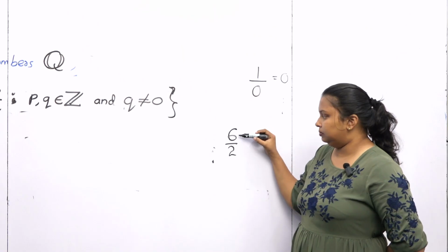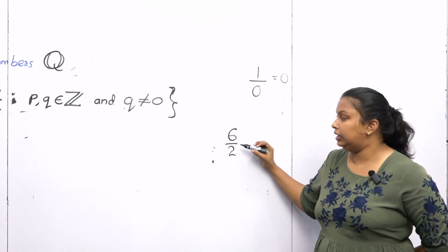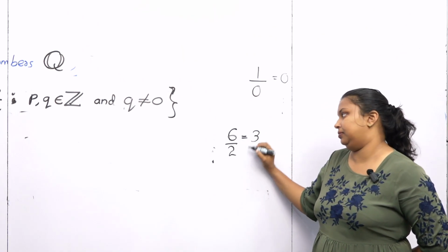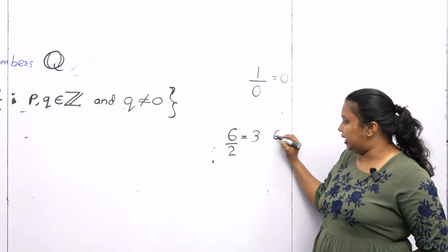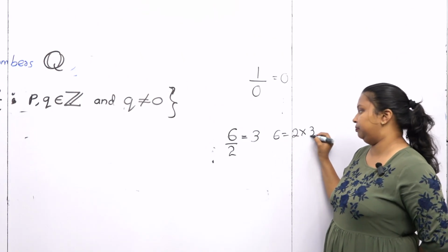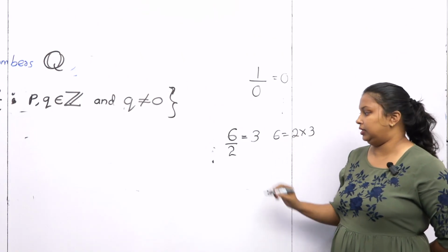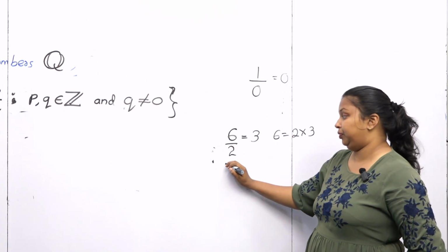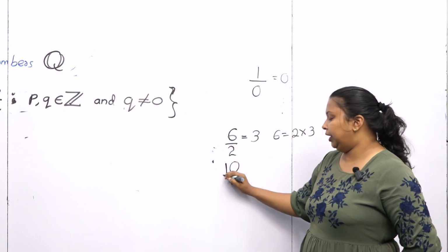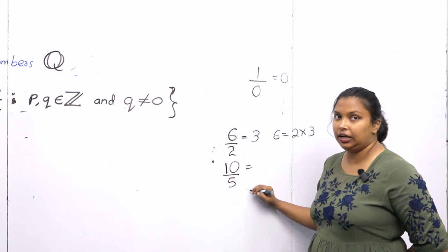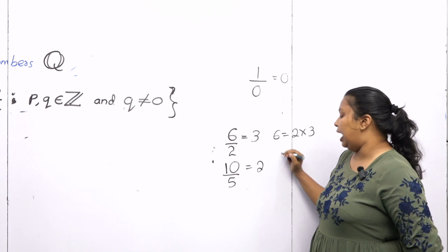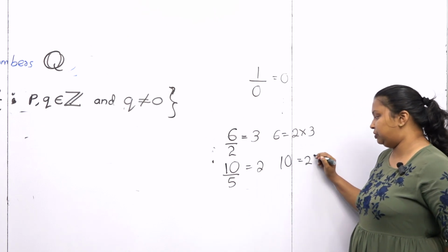Now 6 divided by 2 means what? 3. We can write 6 as 2 times 3. Okay, right. What else? 10 divided by 5, 2. I can write 10 as 2 times 5.